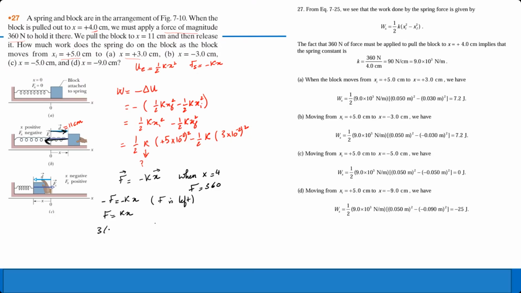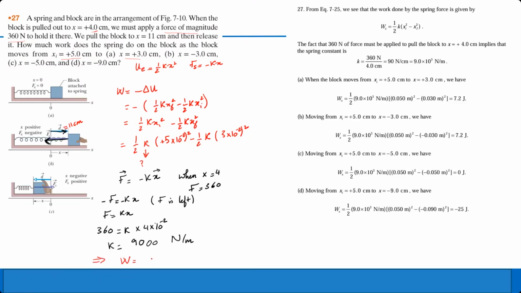Okay, so let's substitute. I got 360 equals k times 4 times 10 power minus 2. Perfect. I am able to deduce k. It is going to be 90 newtons per centimeter. So per meter, this is 9,000. I found k. I'll just plug it here to find the work done.